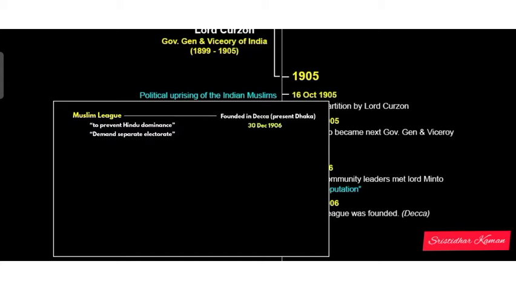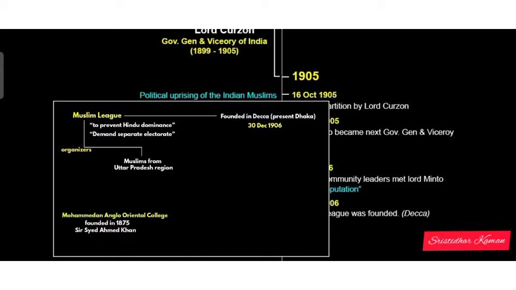Although the Muslim League was founded in Dhaka, which is present-day Bangladesh, the principal organizers and the main supporters of the Muslim League were the Muslims from the Uttar Pradesh region. In fact, the Mohammedan Anglo-Oriental College, which was the first modern institution of higher education for Muslims, was founded by Sir Syed Ahmad Khan in 1875 in Aligarh, and it is this same college that went on to become the famous Aligarh Muslim University in 1920, where the idea of two-nation theory emerged.